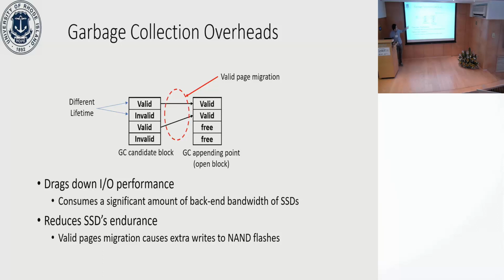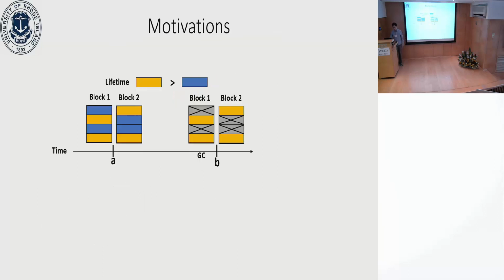This is caused by the lifetime variance of pages in the erase unit. For example, suppose we have two different kinds of flash pages. The orange one has a larger lifetime than the blue one. At time point A, they fill block 1 and block 2, and at time point B, one of the blocks will be selected as the GC candidate. Suppose it's block 1 at this moment. We need to move out the valid pages, which are the orange ones. So these two pages need to be moved out.